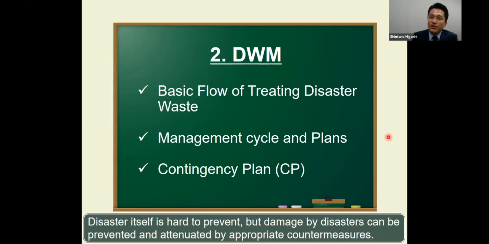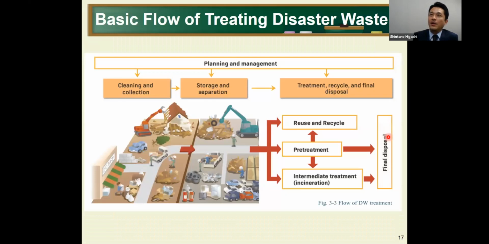Again, disaster itself is very hard to prevent. However, damage by disaster can be prevented and attenuated by appropriate countermeasures. That is the importance of disaster waste management, especially on preparedness for disaster. This shows the basic flow of disaster waste management.